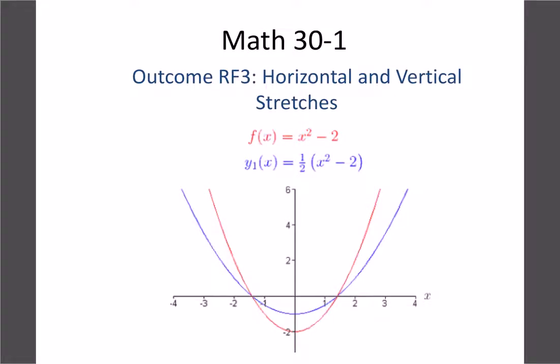Okay, today we're going to do our next lesson on transformation. So the first one was on horizontal and vertical translations. So that moved things left, right, and up, down. Today we're going to look at horizontal and vertical stretches. So that means we're going to take the graph and make it taller or shorter or wider or narrower.